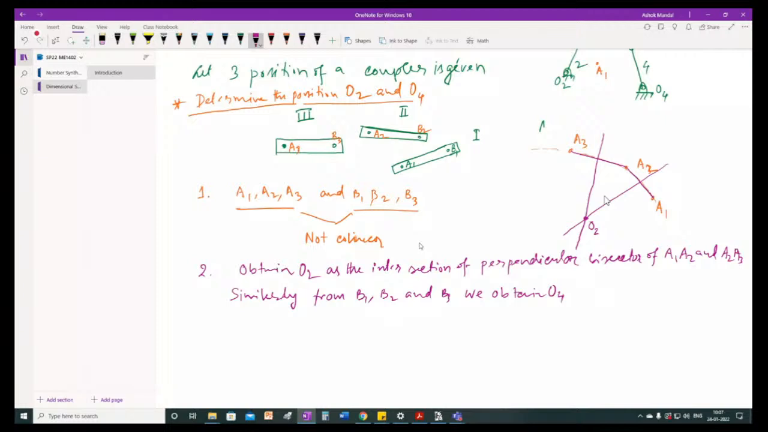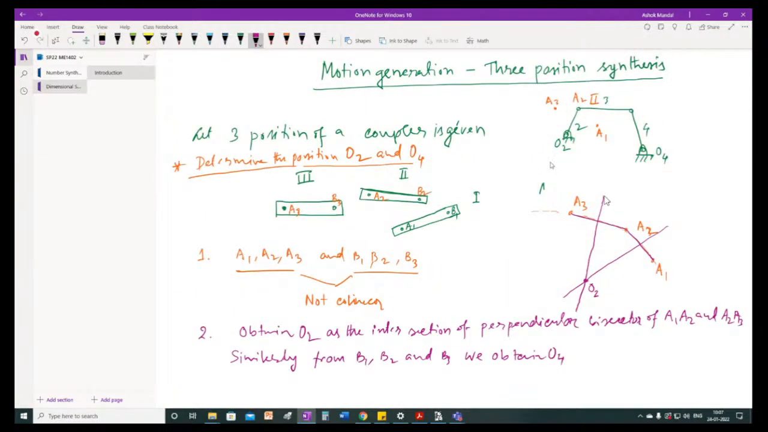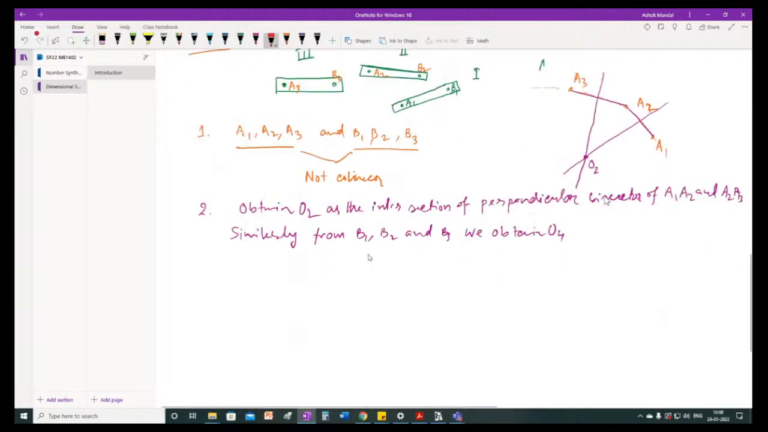This is a really simple problem, where we can go to the previous drawing like this here. If I have this, and then you draw the perpendicular bisectors, they will give you this O2. And similarly, if you have B1, B2, B3, then you can get O4 here, somewhere according to the drawing.